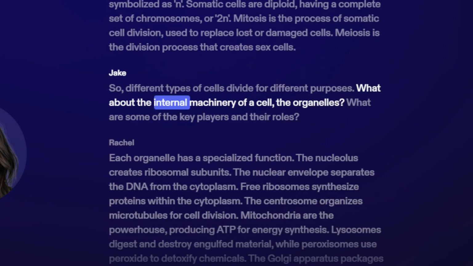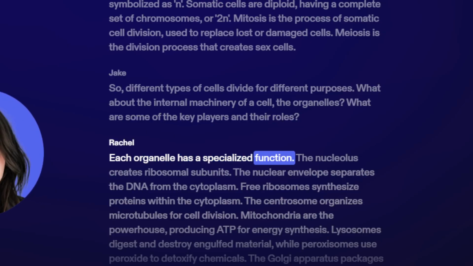What about the internal machinery of a cell, the organelles? What are some of the key players and their roles? Each organelle has a specialized function. The nucleolus creates ribosomal subunits. The nuclear envelope separates the DNA from the cytoplasm. Free ribosomes synthesize proteins within the cytoplasm.